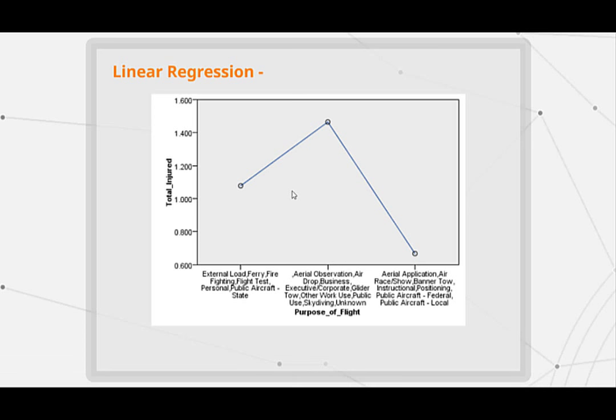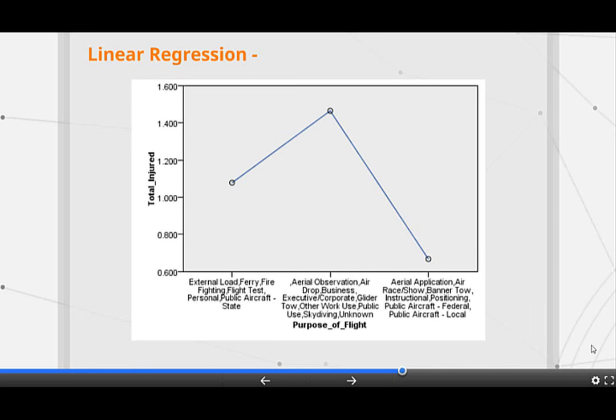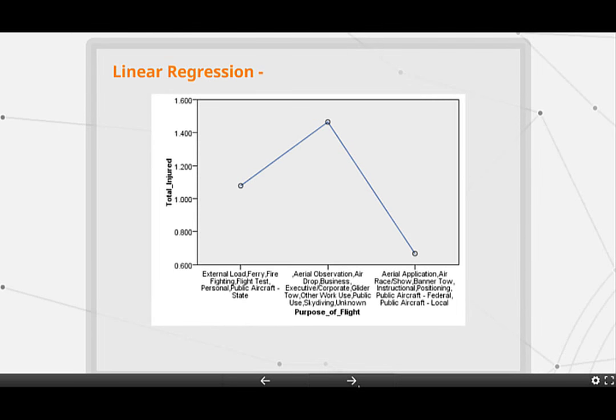So what can we learn from this graph? The majority of injuries and accidents are seen in the flights used for public, personal, external load, ferry, business, glider purposes, and so on. So what can we learn from this? The flights meant for these purposes have to be built much stronger to withstand any conditions, and every possible precaution must be taken. Moving on to the next slide, which is our result of a linear regression model.